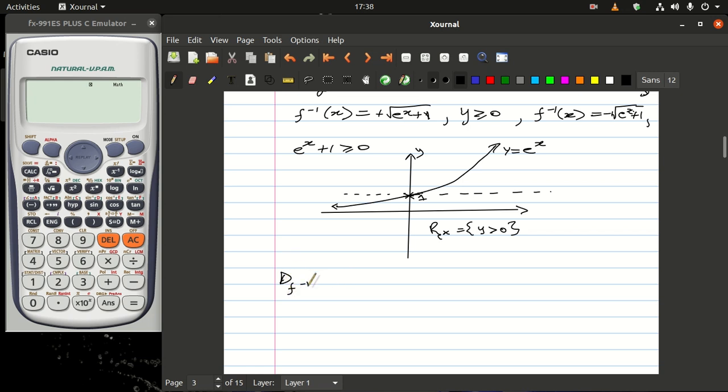So the domain of the inverse is x, an element of the real numbers, and hence we say the range of the original function is y, an element of the real numbers. That's it for this number 2.